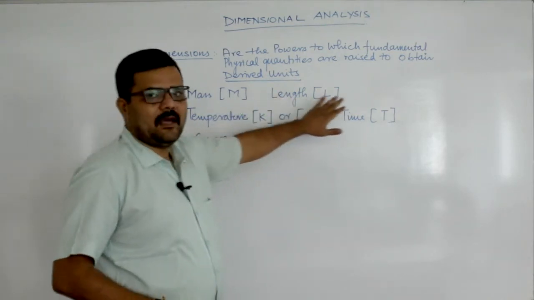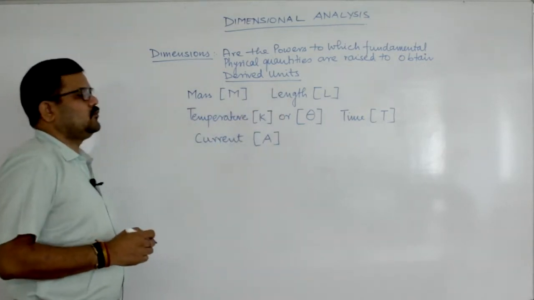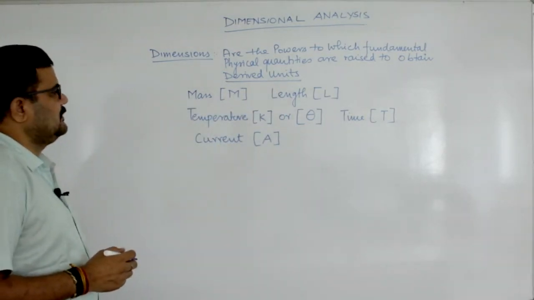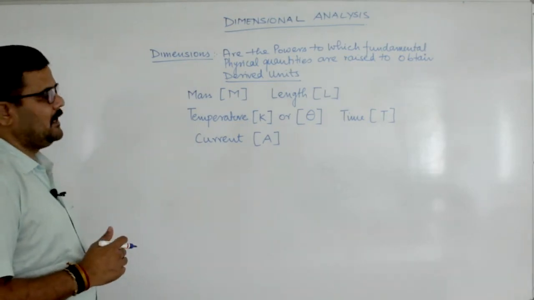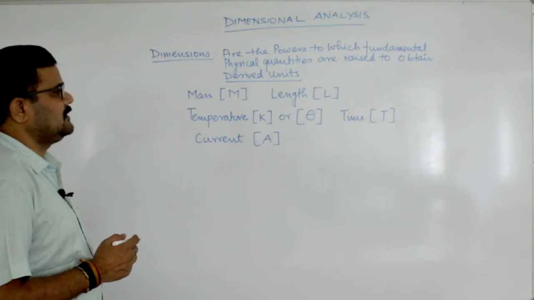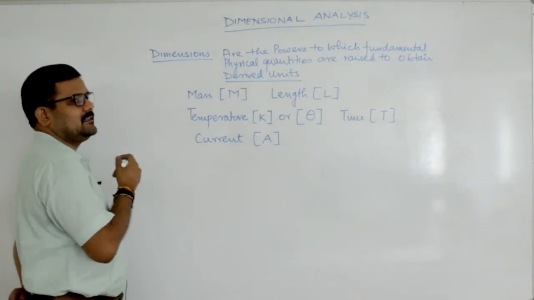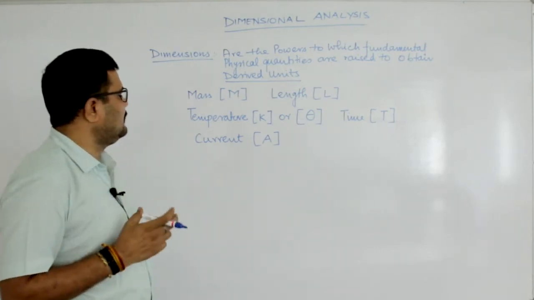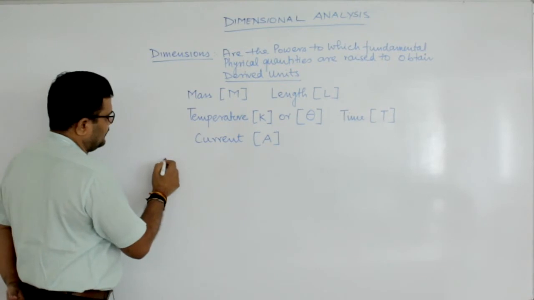All will be in square brackets. So these 5 fundamental quantities are to be used in dimensions. I have discussed and derived the units by using dimensional analysis of certain physical quantities. Now continuing with that, I am taking certain physical quantity which you have not learned in the previous class. Now that is surface tension.